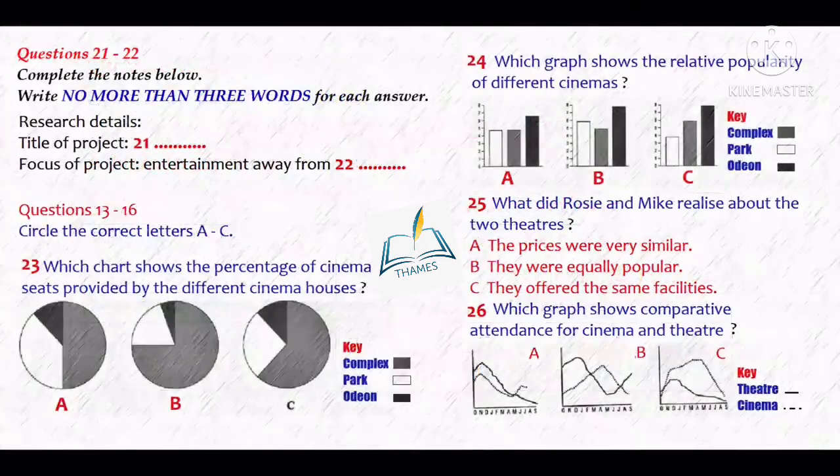Now turn to Part 3. Part 3. You will hear a discussion between two students, Rosie and Mike, and a university tutor. In the first part of the discussion, they're talking about a survey they have conducted on local entertainment. First, look at questions 21 to 26. Now listen to the first part of the discussion and answer questions 21 to 26.